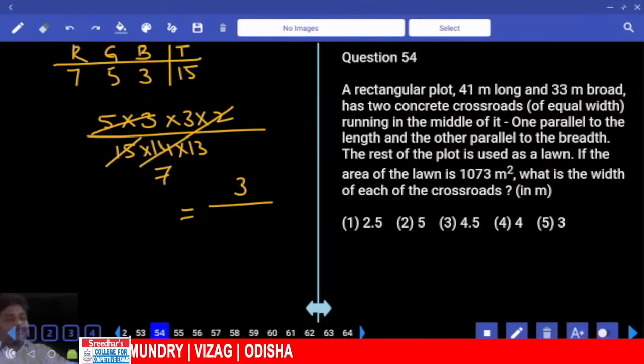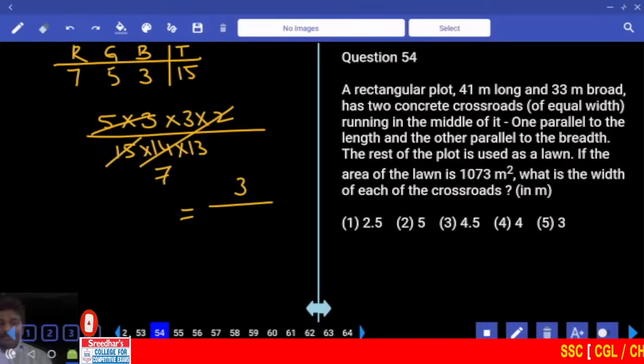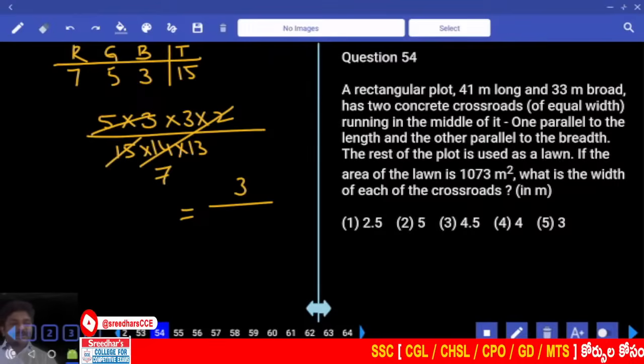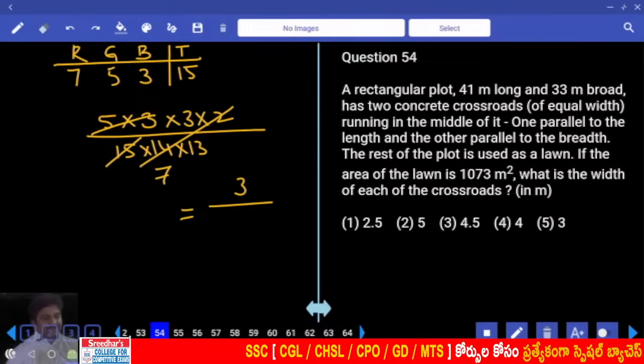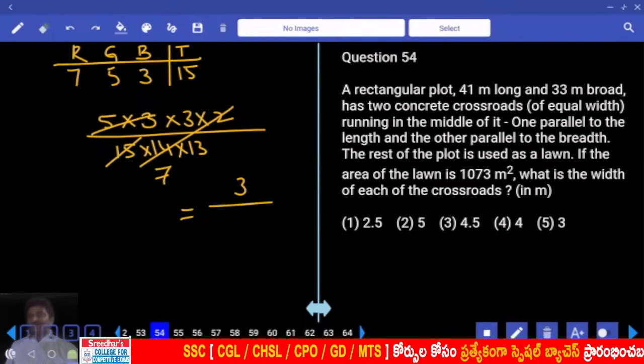A rectangular plot 41 meters long and 33 meters broad has 2 concrete crossroads of equal width running in the middle of it. One parallel to length, the other parallel to breadth. The rest of the plot is used as lawn. If the area of the lawn is 1073 square meters, what is the width of each crossroad?